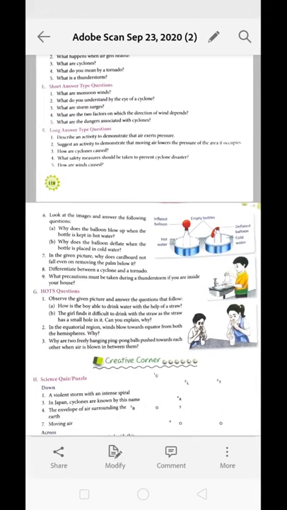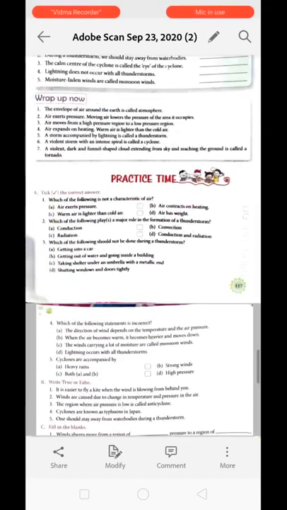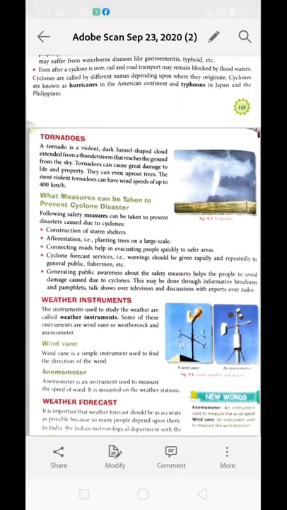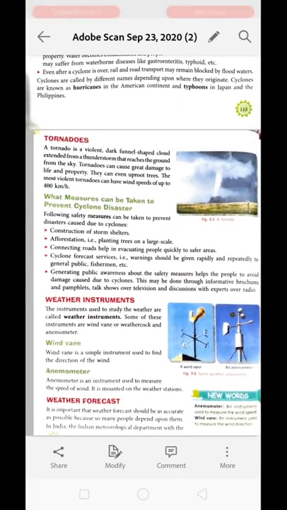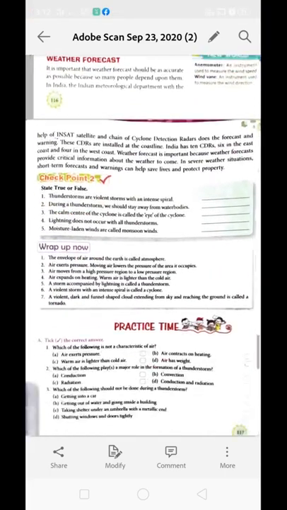What safety measures should be taken to prevent cyclone disaster? Safety measures are given over here. How many points are over here? 5 points. You can write all the 5 points. What measures to be taken to prevent cyclone disaster? That is your answer. Next question.